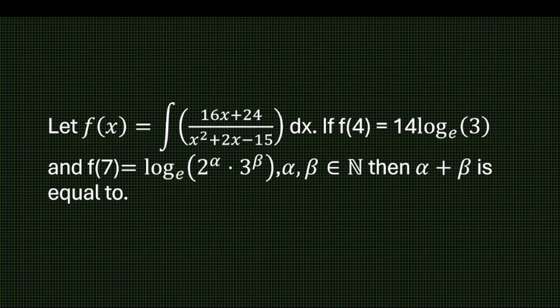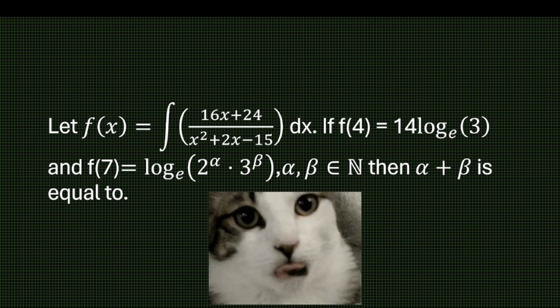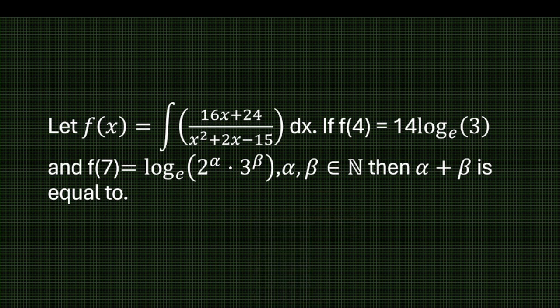Today we are tackling a super classic highly scoring problem from JEE Mains 26 involving indefinite integration and logarithm. First, we will break it down step by step. We will see it's pure algebra and basic calculus. Let's solve this together. Let's start by tackling our function f(x).